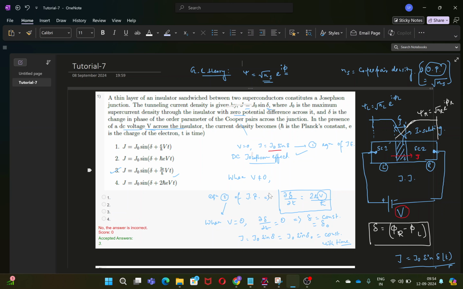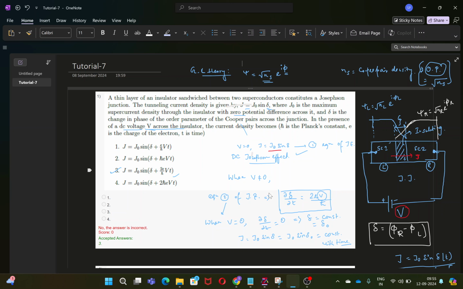A thin layer of an insulator sandwiched between two superconductors constitutes a Josephson junction. The tunneling current density is given by J equal to J naught sine delta, where J naught is the maximum supercurrent density through the insulator with zero potential difference across it, and delta is the change of phase of the order parameter of the Cooper pairs across the junction. Then, in the presence of AC voltage V across the insulator, the current density becomes which of the expressions given in the options. So this is the question that we are being asked.